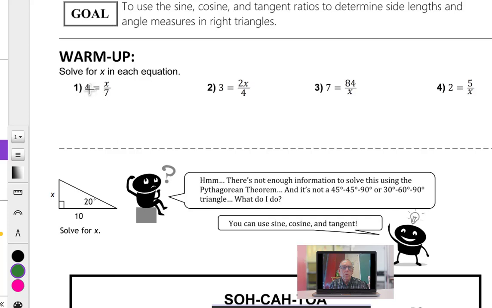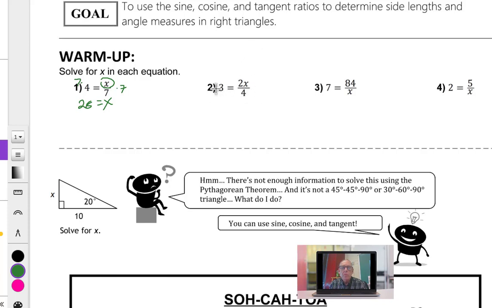So 4 is equal to x over 7. We need to get x by itself. So first thing you have to do is get rid of 7 in the denominator. The opposite of dividing by 7 is to multiply by 7, so we end up with 28 is equal to x.